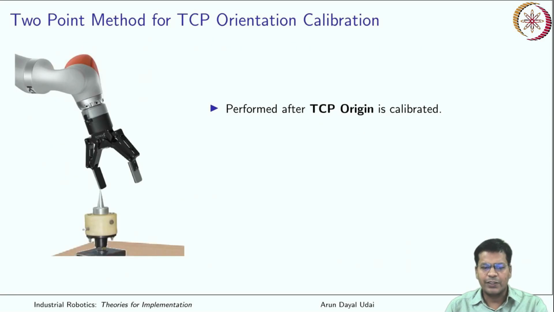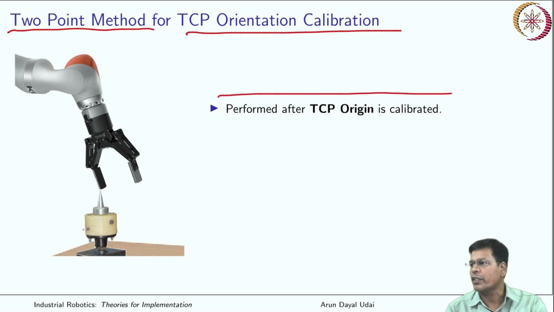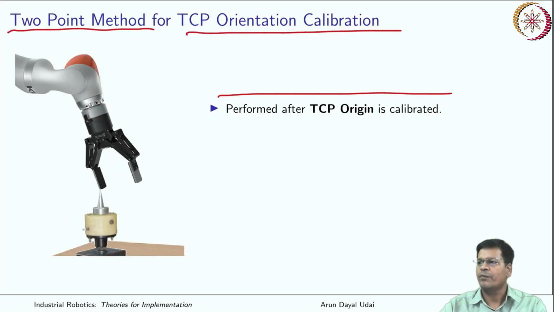Okay, now let us do a different method which is more precise. It is known as the two-point method for TCP orientation calibration. It is performed immediately after TCP origin calibration. Now you already know the origin of the tool center point. If this is the image, the marked point which is making contact with the reference point is the origin. Now I have to find out the orientation. That's something we did in the last slide. With the last two methods, we want to find out the same matrix.